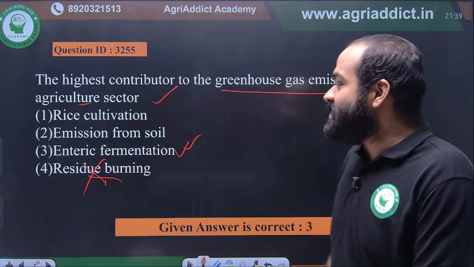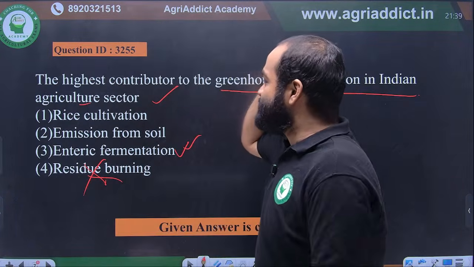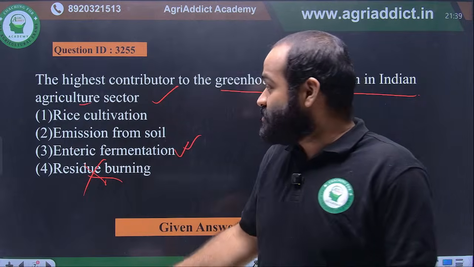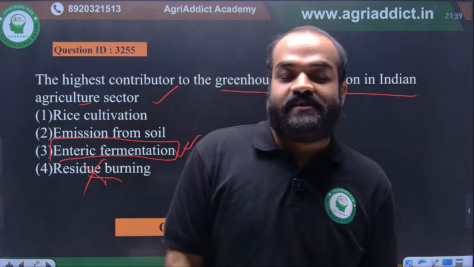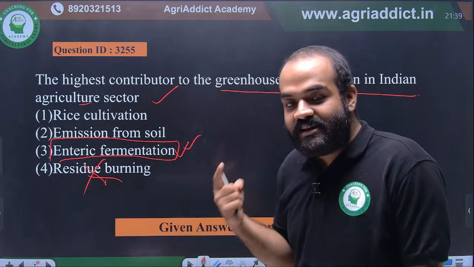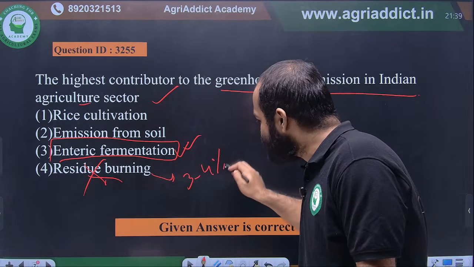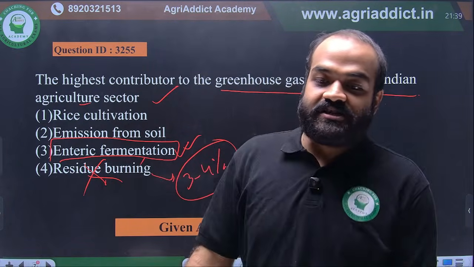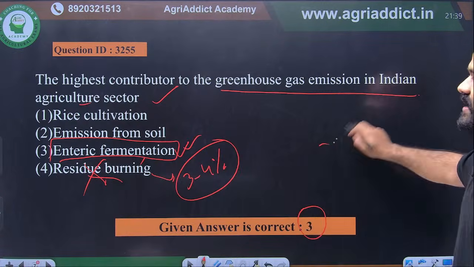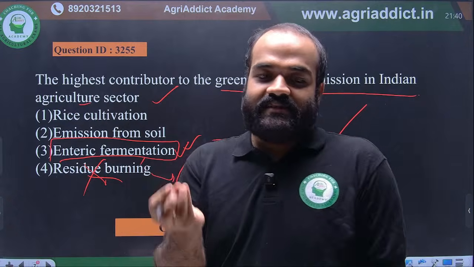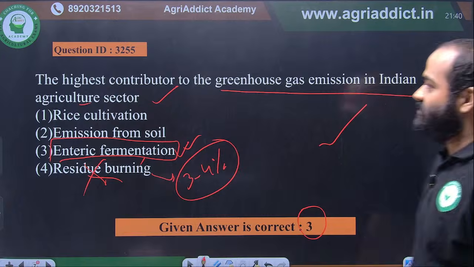From residue burning, the major pollutant is carbon dioxide. For the highest contributor to greenhouse gas emission, counting methane, nitrous oxide, everything together, it is methane. Enteric fermentation releases lots and lots of methane. Even with Indian conditions and residue burning, this only accounts for 3 to 4% of the total, whereas enteric fermentation is almost 50%. For this also the given answer is correct. In this I don't think you have any point to challenge, right?